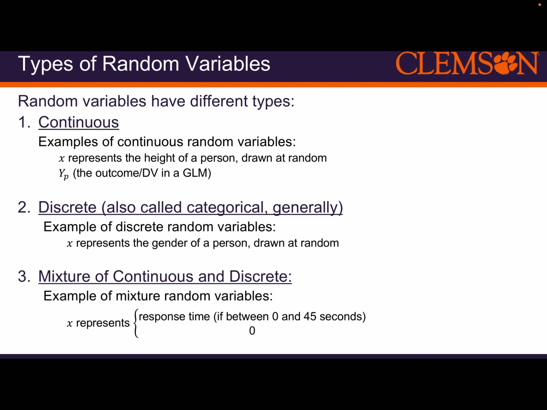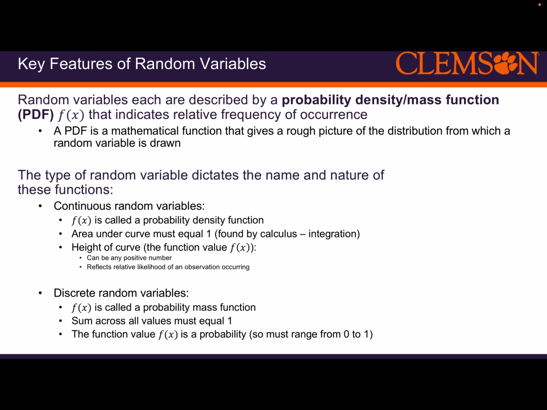But this is important. The type of random variable is important because that sets up the type of distribution. So continuous random variables have continuous distributions. Discrete random variables have discrete distributions, and mixtures have sort of a combination of both. So random variables themselves are described by their distributions.